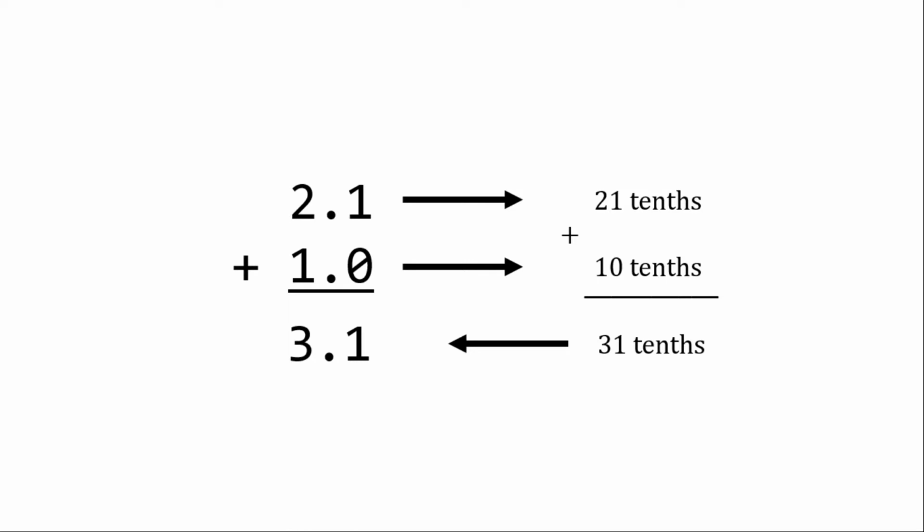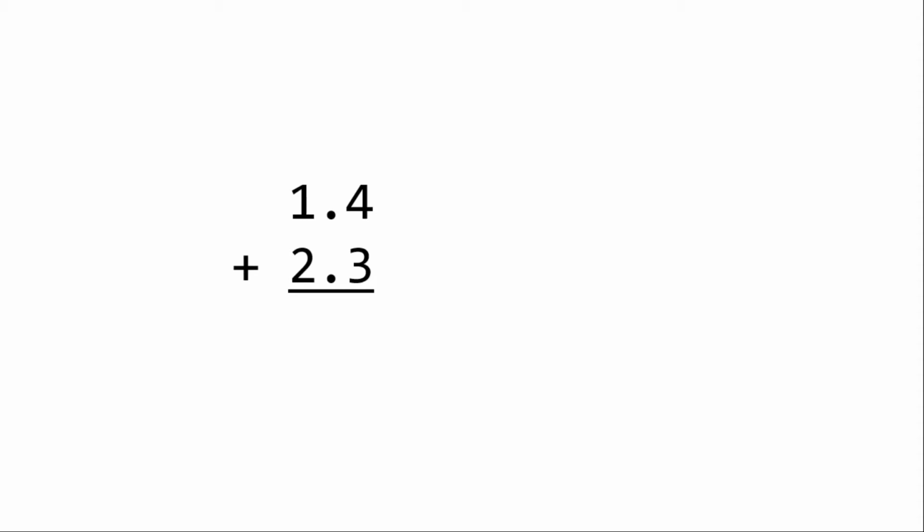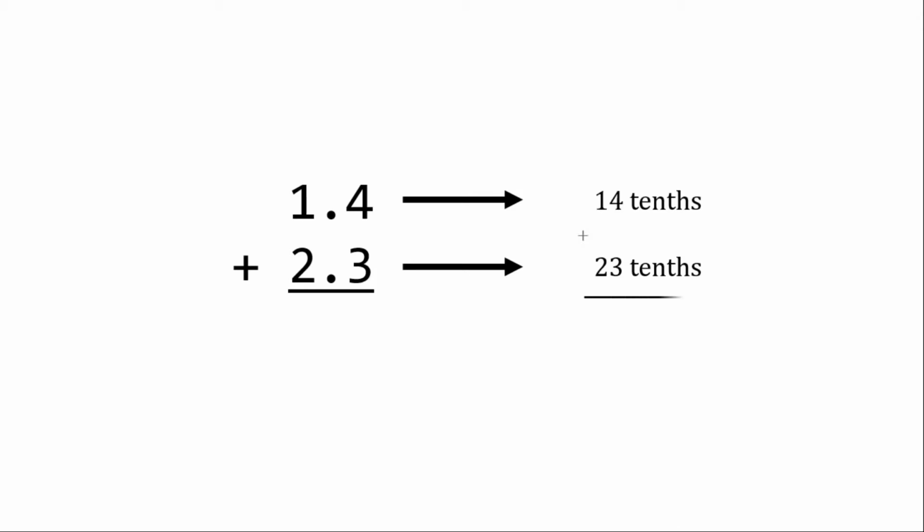Let's try another example. 1 4/10 plus 2 3/10. 1 4/10 is the same as 14 tenths. 2 3/10 is the same as 23 tenths. Okay, so 14 plus 23, that's what? 37 tenths. And then we can convert that back into decimal form, 3.7, or 3 7/10.